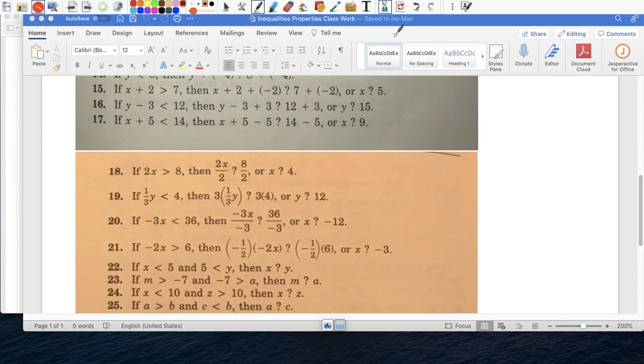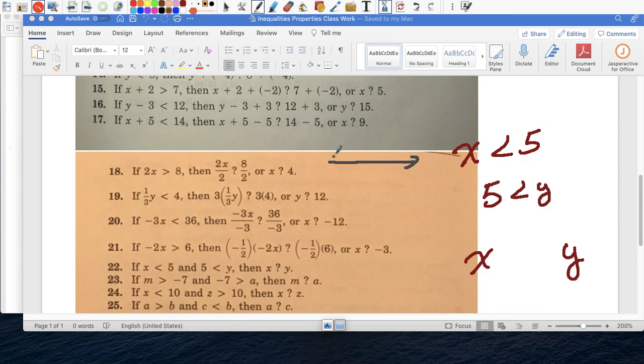Up to, I don't know, 22, x is less than 5. And if x is less than 5 and 5 is less than y, what is the relationship between x and y? So let's graph this. Let me graph this on this side. If x is less than 5, we're talking about these numbers. Any number, right? So these are the x values.